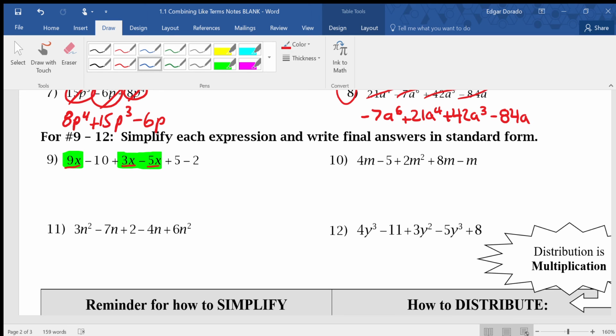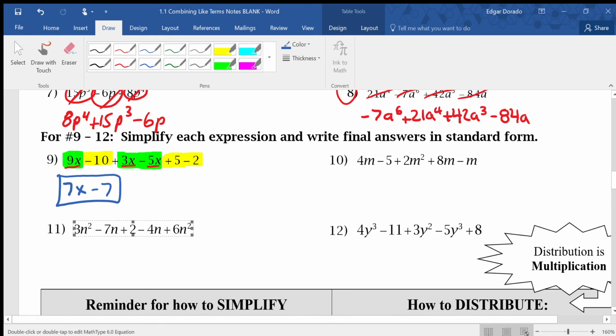All right. So again, the highest exponent I saw here was these x's. They all have x's here, the ones that I highlighted, and everything else actually is a constant. So I'm going to go ahead and combine all my x's. So I have 9 plus 3, that's 12. 12 minus 5 is a 7x. Finally, I have that negative 10 plus 5, that's a negative 5. Negative 5 minus 2 is a negative 7. All right. Good.